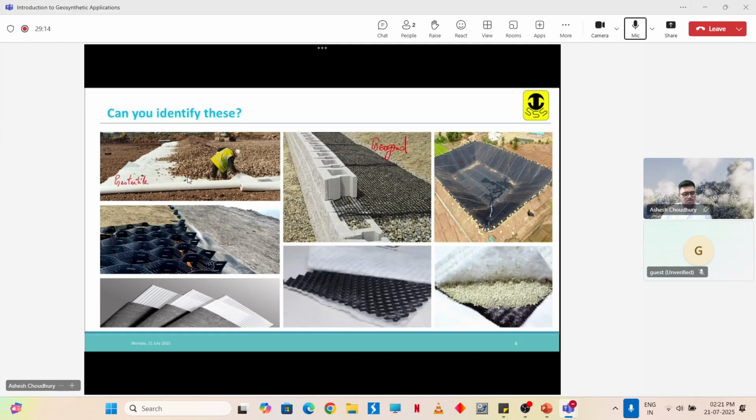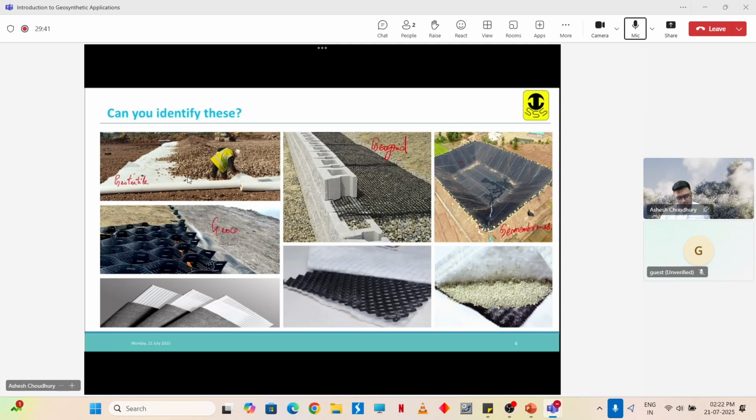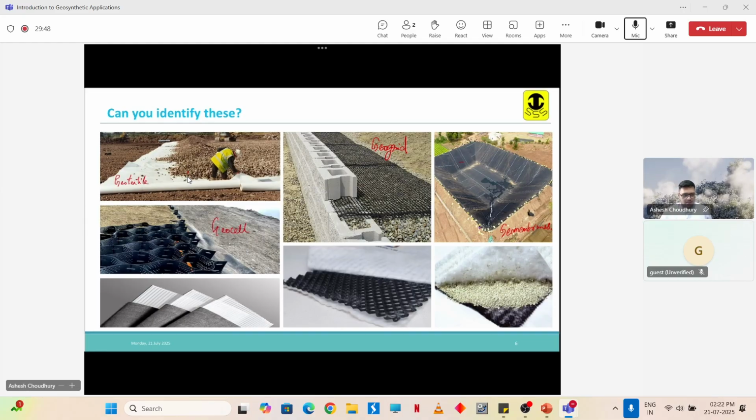And these liners are also called geomembranes. I will write it here. Geomembranes. Let us come to here. So here we have some hexagonal cell-like arrangement. These are also filled with soil. So these are called geocell.